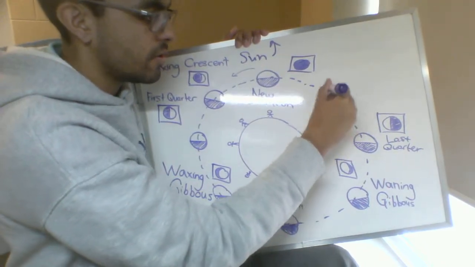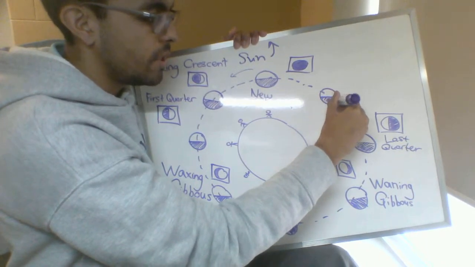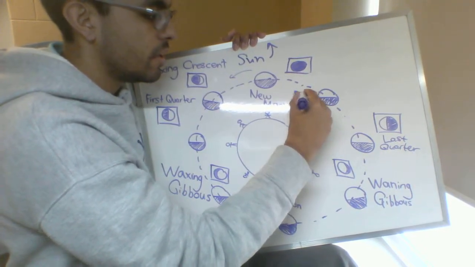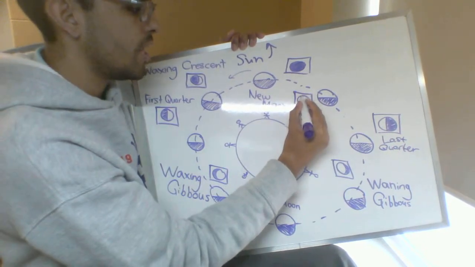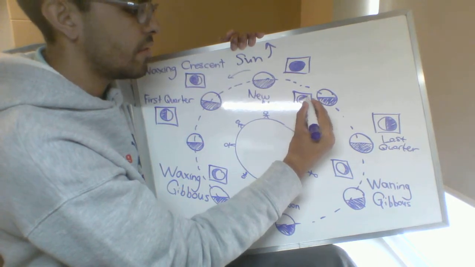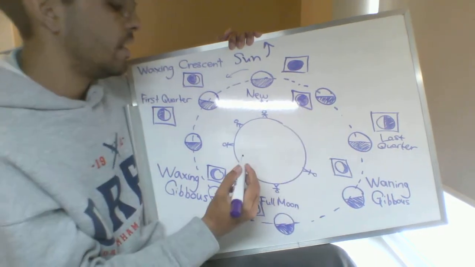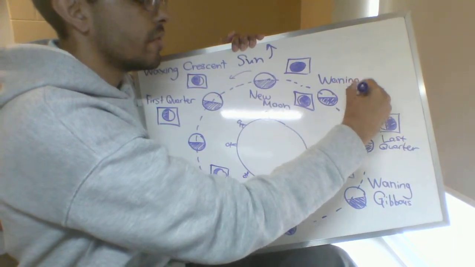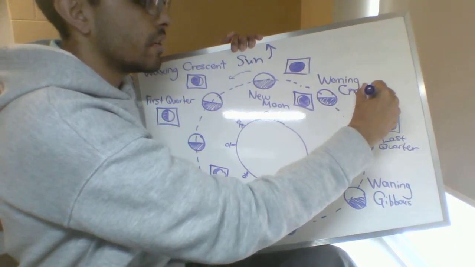And I think you can see where this is going. The last one is going to be, well, waning because it's getting smaller. And if you simply look at the shape of it, just the left-hand portion is illuminated and the rest of it is dark. And this is called a waning crescent.